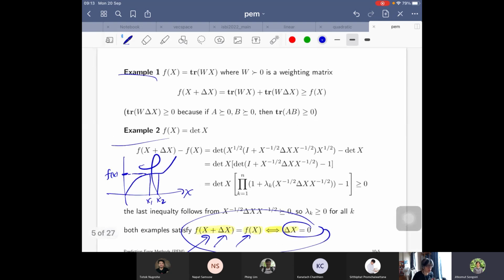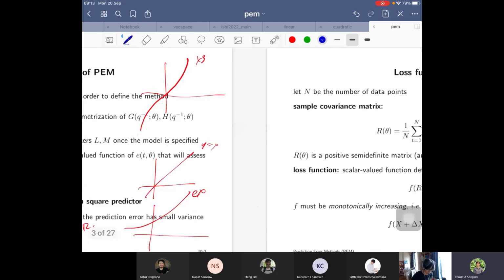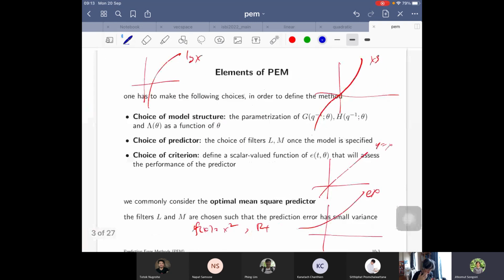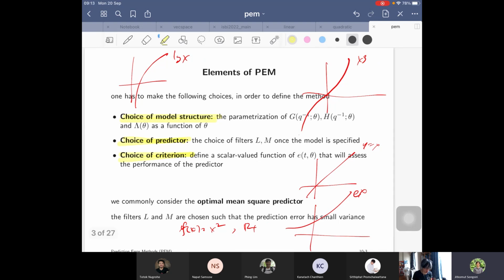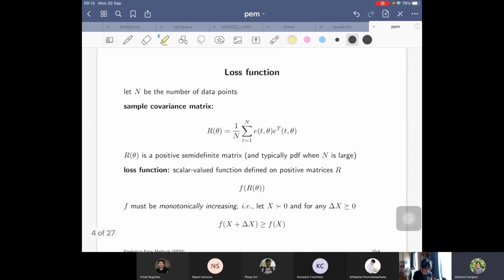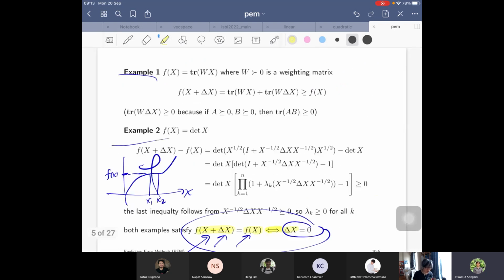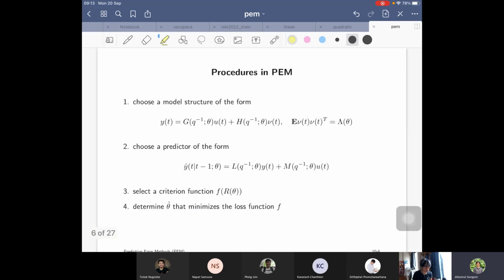All right. I think it's been 1 hour already. I would like to break the video here. This video clip explained the overview concept of PEM. It has 3 procedures: you have to define the model structure, pick a choice of predictor, and pick a choice of the criterion. We have spent the time on the discussion of the loss function. In the next video clip, I will discuss the optimal form of your predictor.